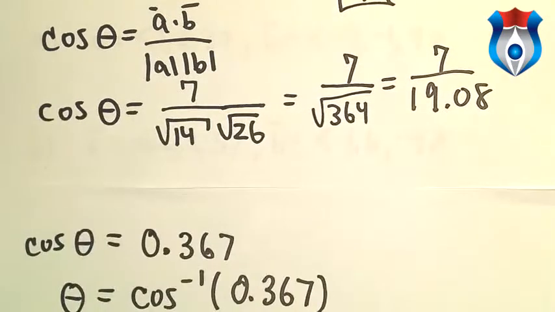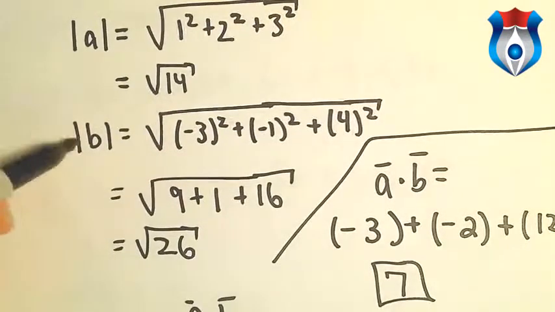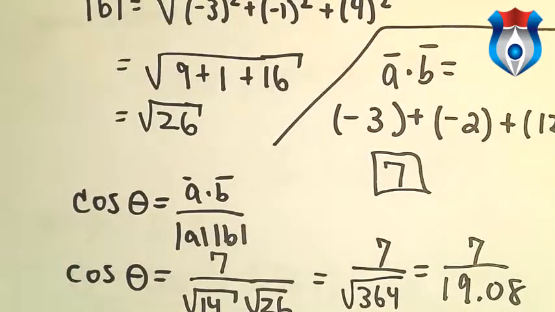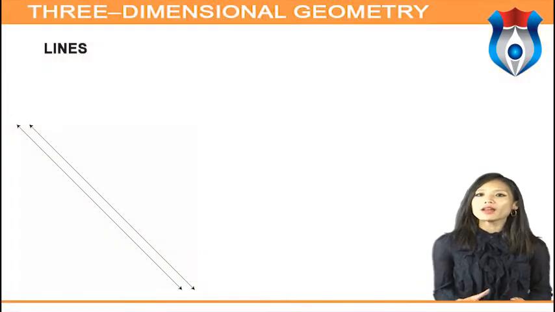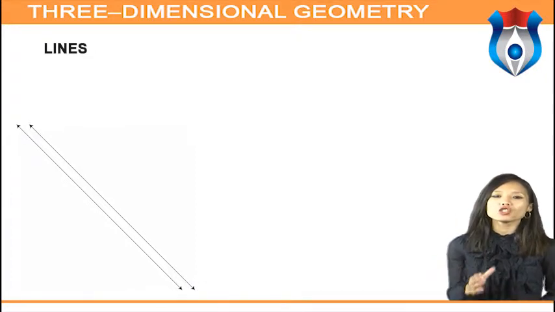So again, that's really all there is to it. Just calculating some magnitudes, calculating your dot product, using inverse cosine, and that's about it. Every vector is a linear combination of i, j and k.